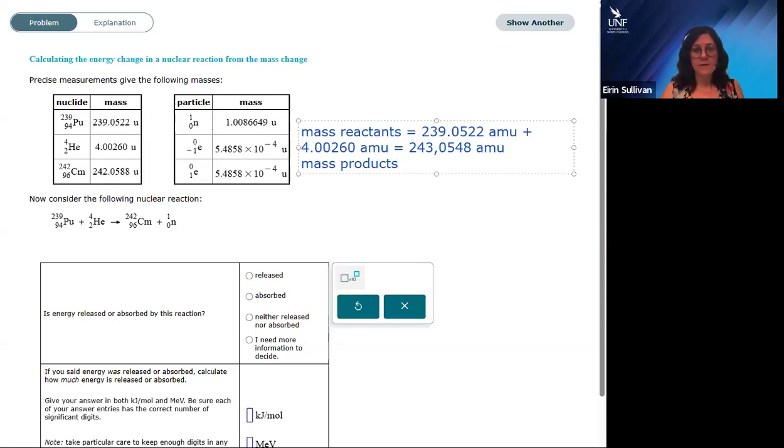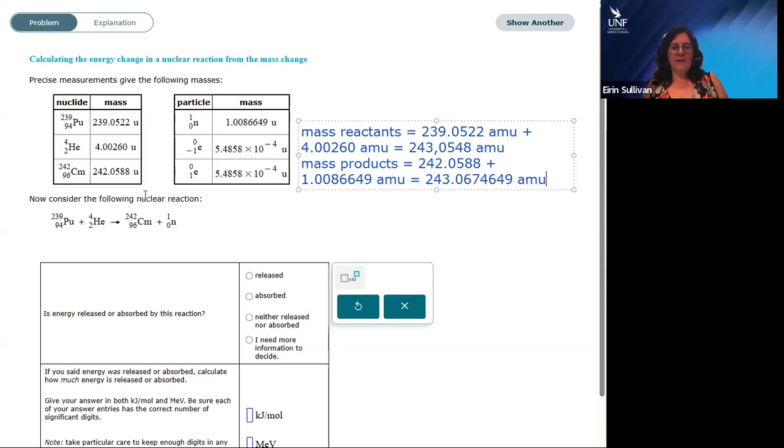All right, so the mass of our products then is going to be our products is californium-242, so that's 242.0588, and one neutron, 1.00866649 AMU, giving me a total of 243.06744649 AMU. We're just going to leave all those ugly decimal places for a moment. We'll tidy up later.